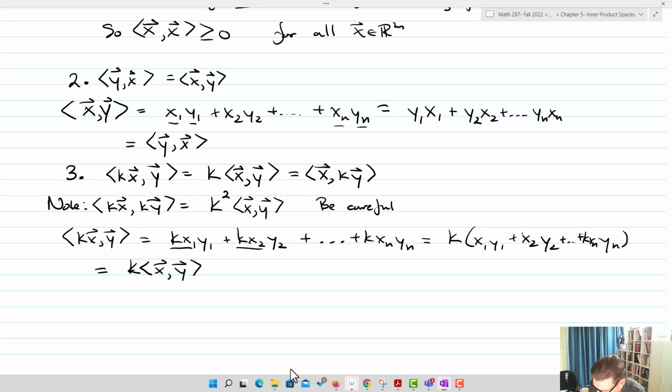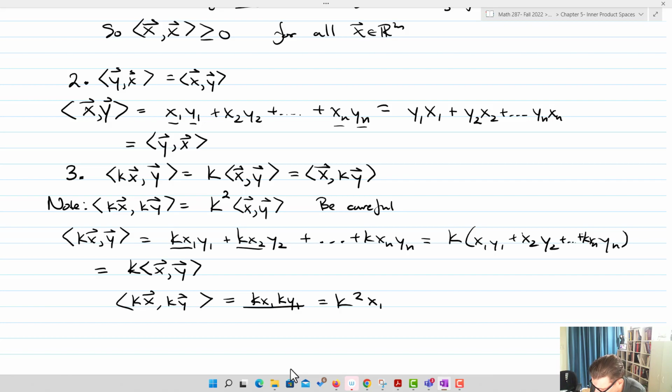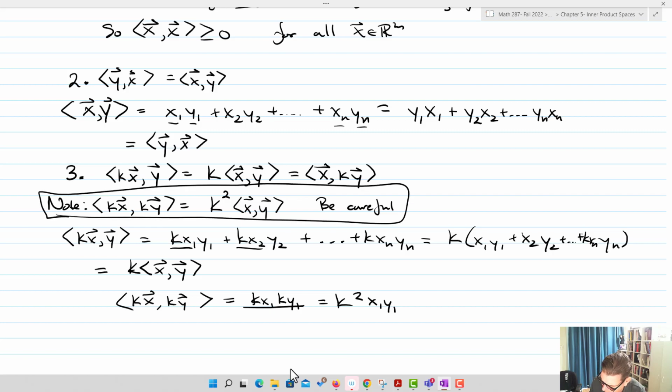Notice that if I actually did kx dotted with ky, at least just looking at the first term, I get kx1 ky1, which is equal to k squared x1 y1. And I would do that for every term. And then what I'd end up with is k squared times x dotted with y, like I said. Take this note. So just be careful with that, okay?